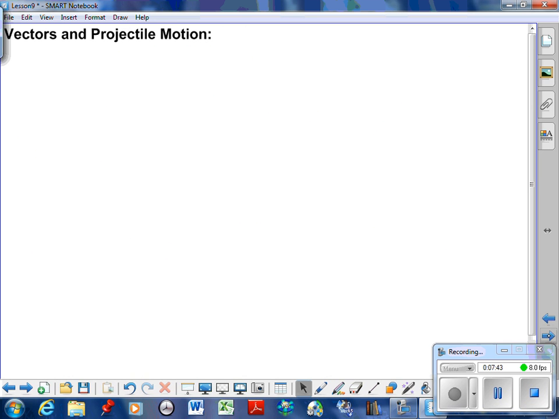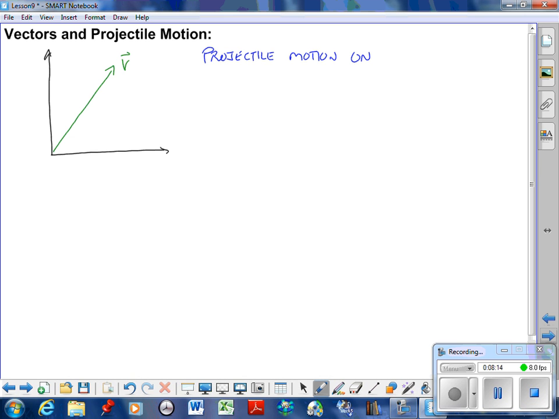Now what happens if something is launched at an angle? Well, the whole reason that we did vectors is not only for Unit 2, but it's also important for Unit 1. So let's say that we have a cannon that fires an object at that angle. So it has this velocity. Well, we can only work in 2 dimensions. So projectile motion only works in 2 directions.